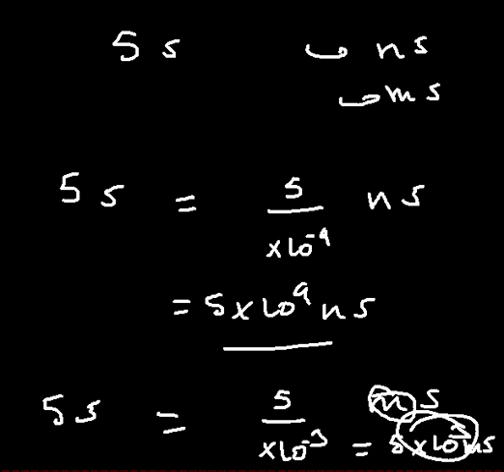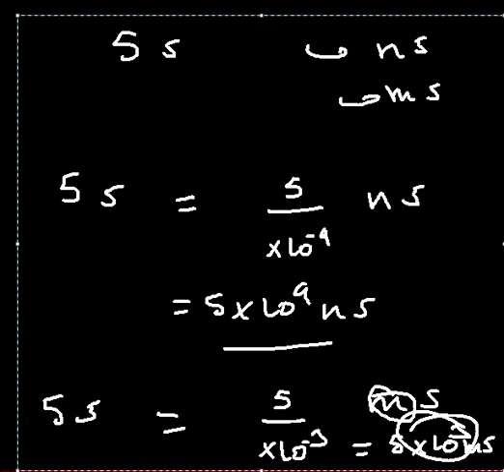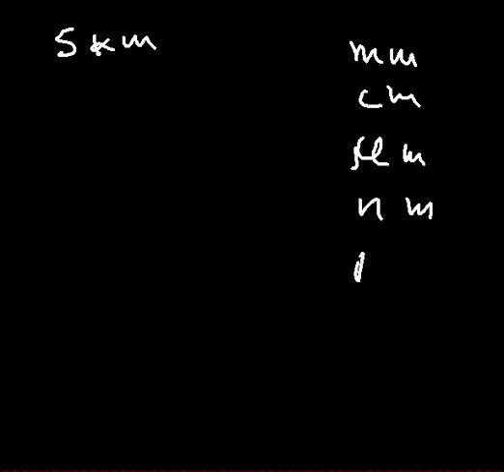And how about, let's say we have 5 kilometers. Now we should have this in millimeters, let's say centimeters, micrometers, nanometers, and picometers. How should you have it? First, we need to eliminate the prefix kilo. That will be given as 5 times 10 to the power positive 3 meters. It should be that.